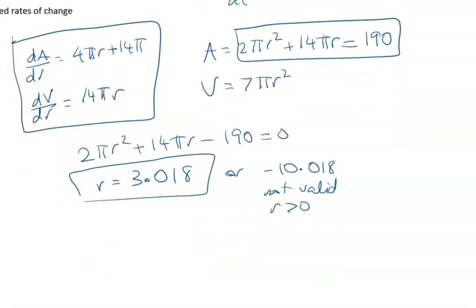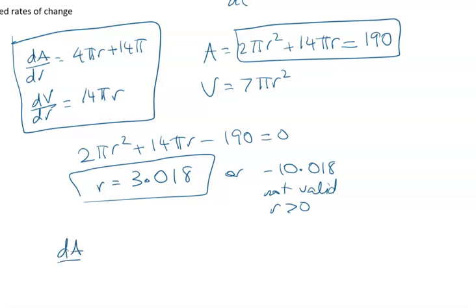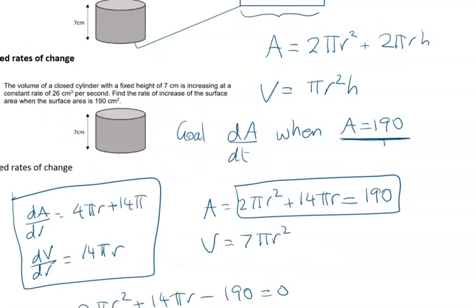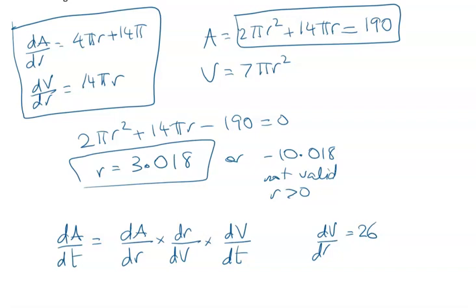All right, so now it's time to do the link up. There are lots of ways to do this. My favourite way is just to look for a chain rule link up. So we're going to have dA by d something. Well, we've already got dA by dr. We know that we were given dV by dt, and linking those two up in the middle, we're going to have how the radius changes when volume changes by a bit. We were given that dV by dt was 26 cubic centimetres per second.